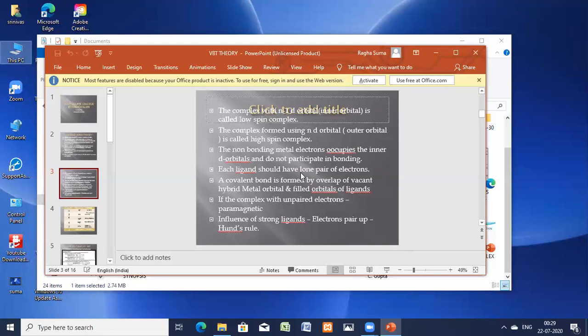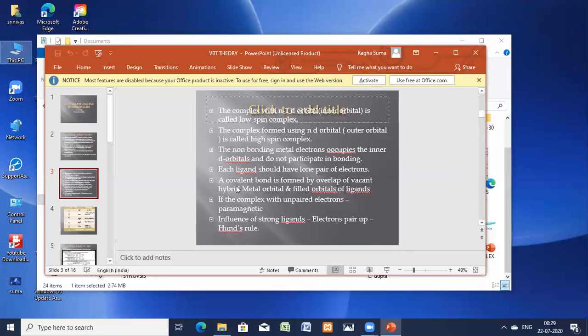An arrow mark bond is formed, a coordinate covalent bond. Then only the ligand can act as a Lewis base and the metal can act as a Lewis acid. The ligand donates the electron and the metal accepts the electron. If it doesn't have the lone pair of electrons, it cannot form the coordinate covalent bond.